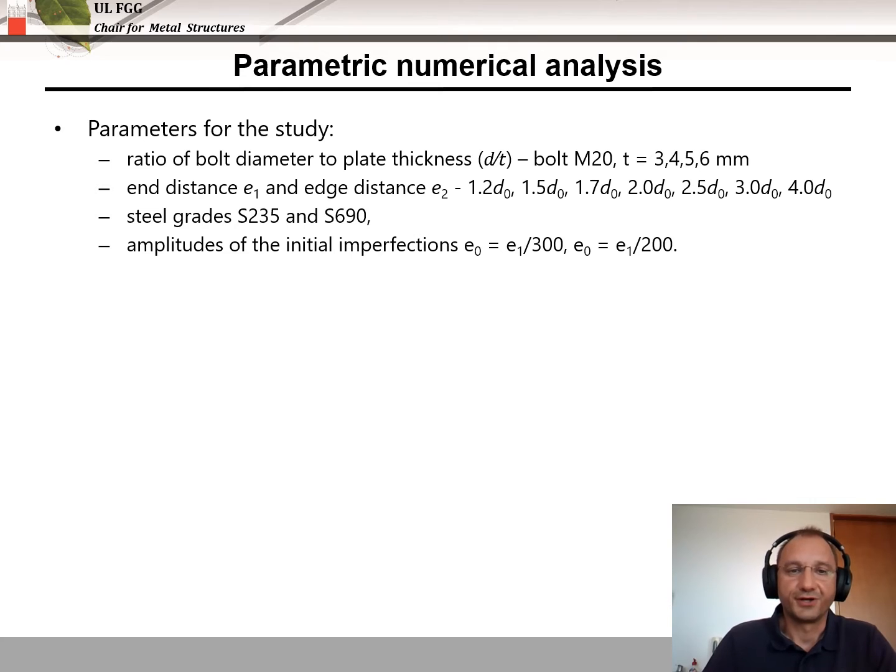Several parameters were included in the parametric numerical analysis. The bolt diameter was kept constant. This was 20 millimeters, while the thickness increased from 3 millimeters to 6 millimeters. Then the end distance and the edge distance changed in steps from 1.2 of the hole diameter to 4 times hole diameter. Two different material models were used and two different amplitudes of imperfections were used.